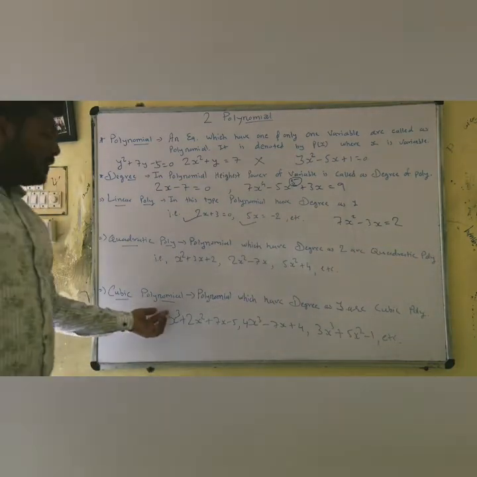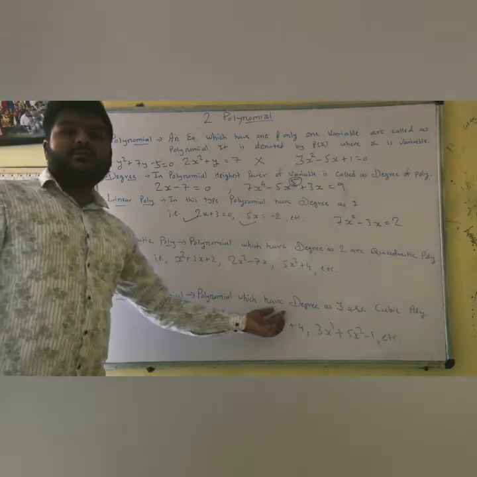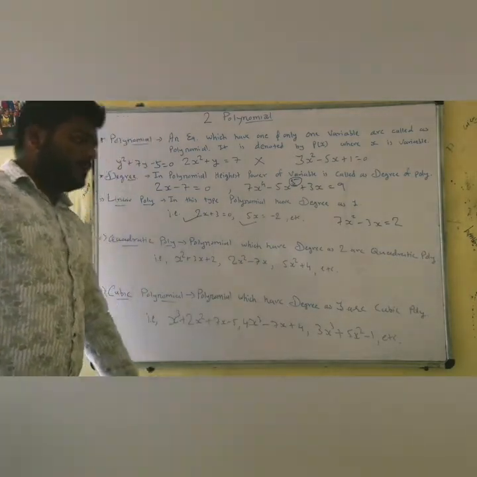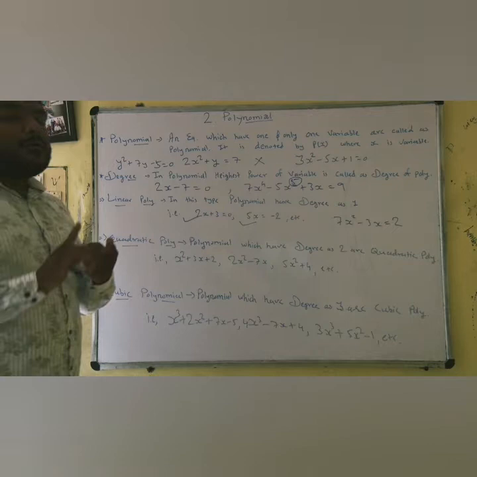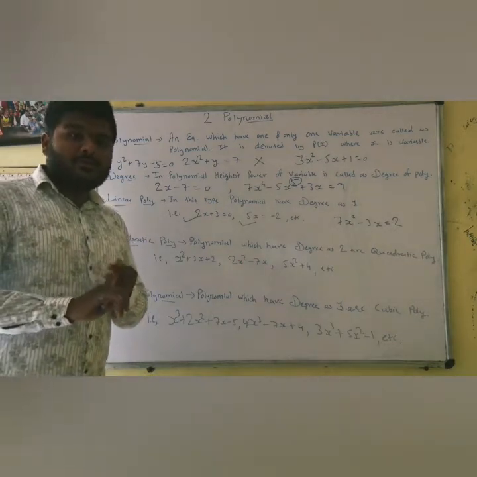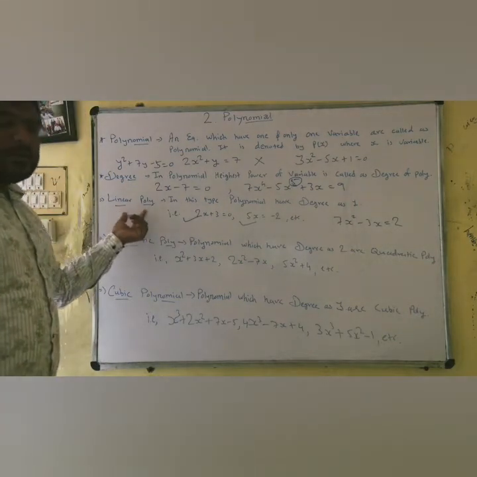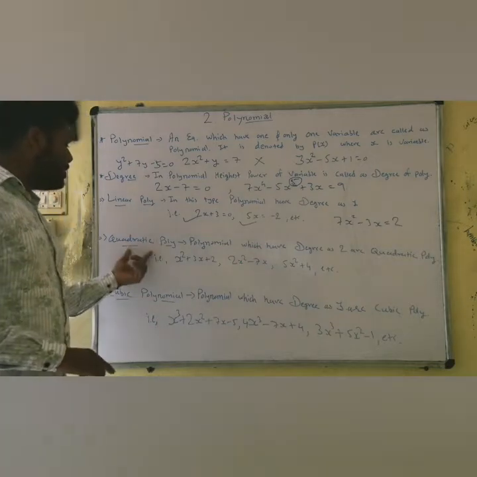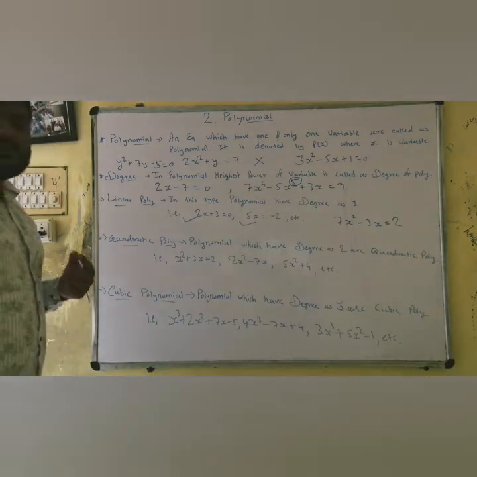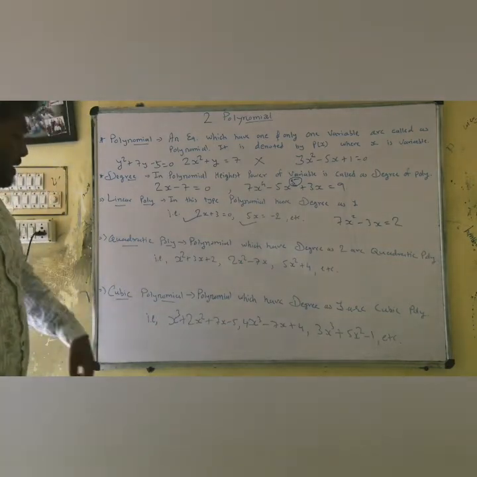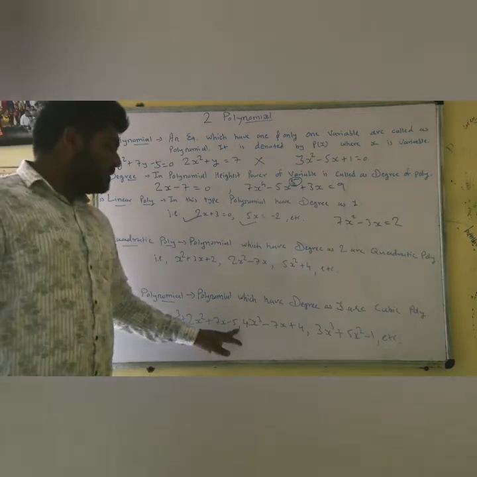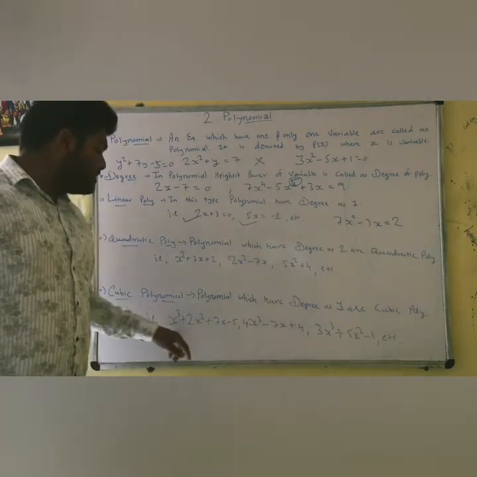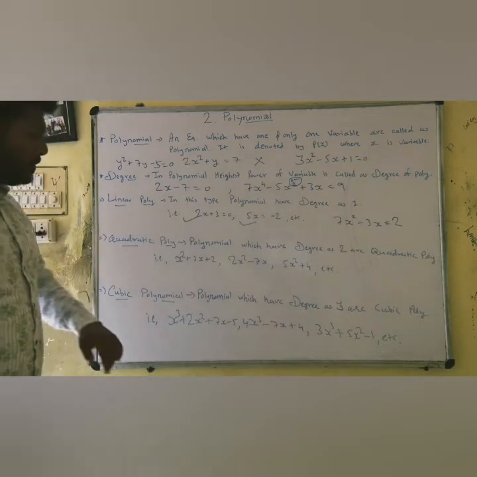And cubic polynomial, a polynomial which has degree 3. Okay, if the degree of the polynomial is 1, then it is linear. Degree of the polynomial is 2, then it is quadratic. And degree of the polynomial is 3, then it is cubic type. Like x cube plus 2x square plus 7x minus 4. Here maximum power is 3, so it is cubic type.